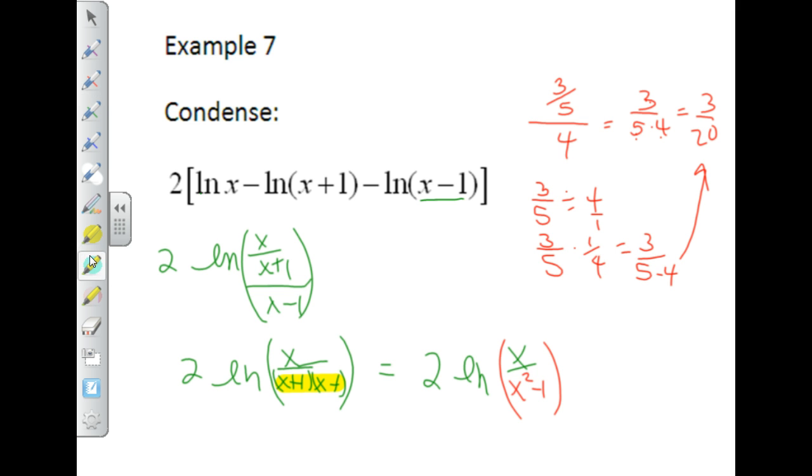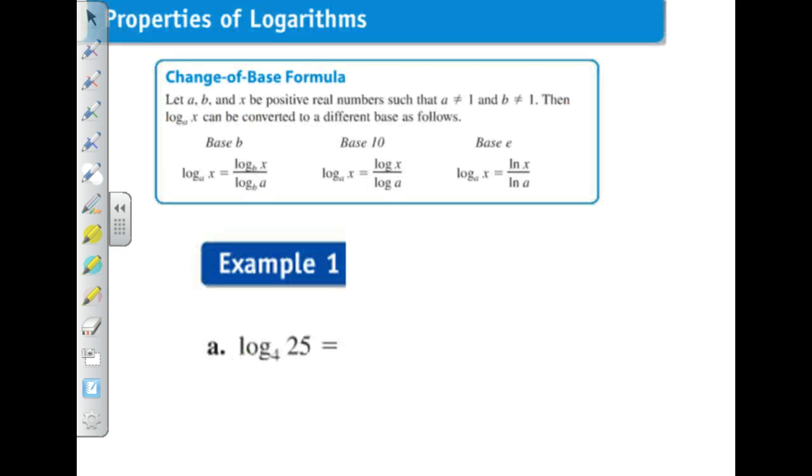Remember, you cannot cancel part of a sum. That will tick me off, so that's the POAS, part of the sum. Don't cancel like that. You can't cancel x's there. So I would leave it. Final answer. Change of base.